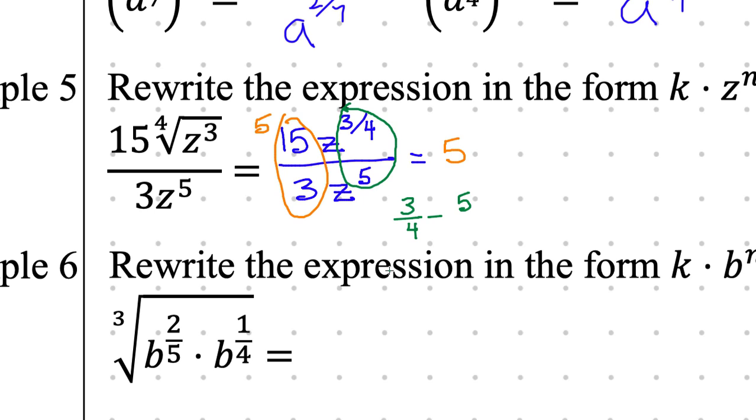Yes, so this 4th root of z to the power of 3 needs to be rewritten in exponential form. This is going to be the denominator, 4. This is going to be the numerator, 3. So it's going to be z to the power of 3/4. That's all we did for the first step.